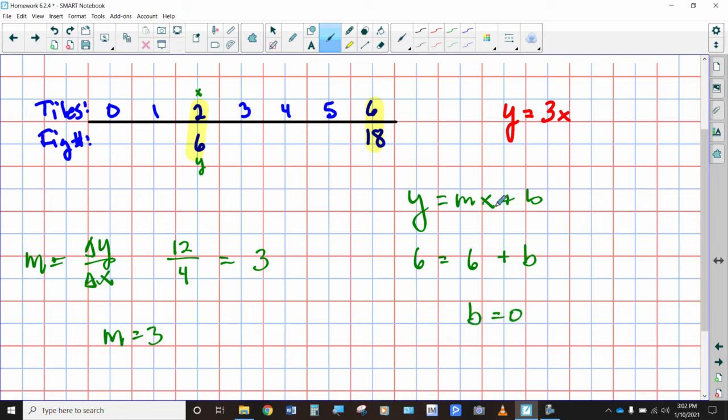And so in y equals mx plus b, if we're going to say m is equal to 3 and b is equal to 0, we're not going to bother putting the 0 on there. We're just going to call it y equals 3x. Okay, so that's how we would solve all of this algebraically without creating a table.